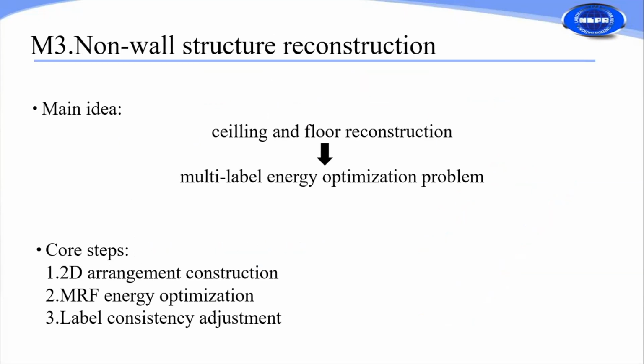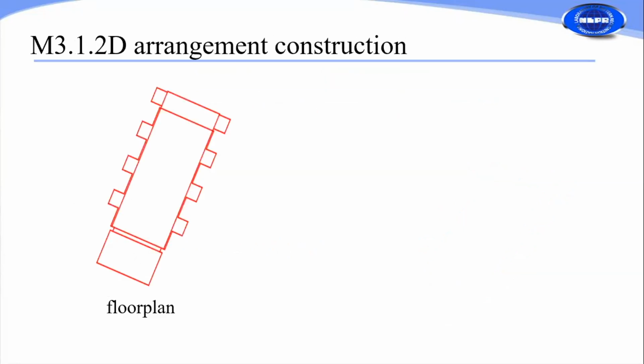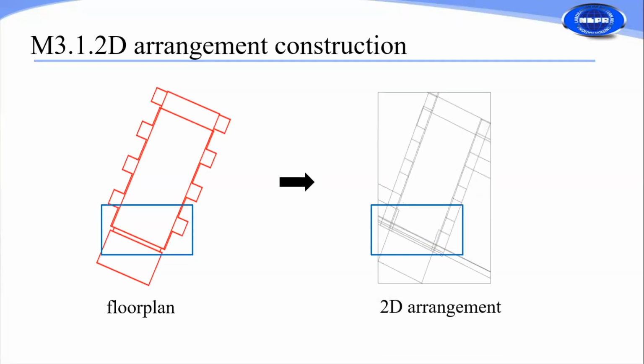The third stage is non-wall structure reconstruction, and we convert this problem into a multi-label energy optimization. First, we detect the ceiling and floor planes from point cloud and project the intersection lines onto the floor plan to construct the 2D arrangement. At this point, the obtained 2D arrangement contains more complete contours of ceilings and floors, which could help their reconstruction.